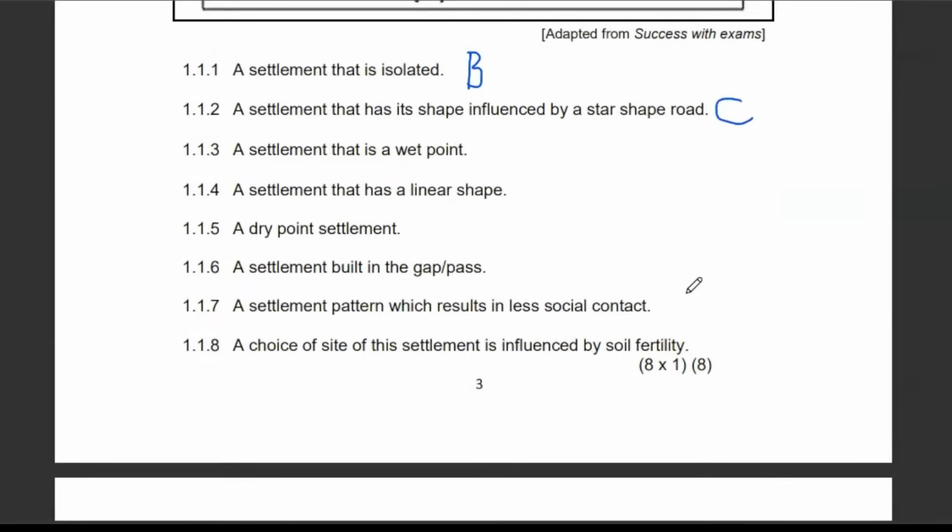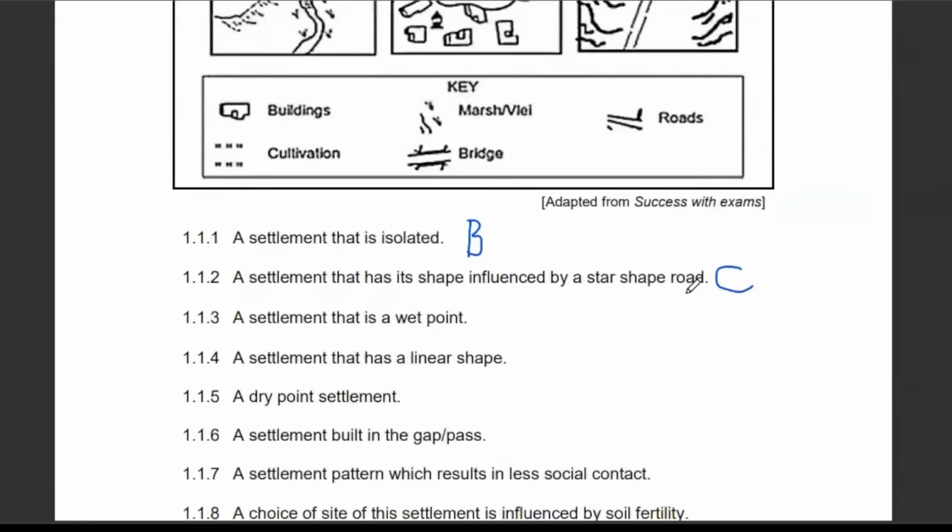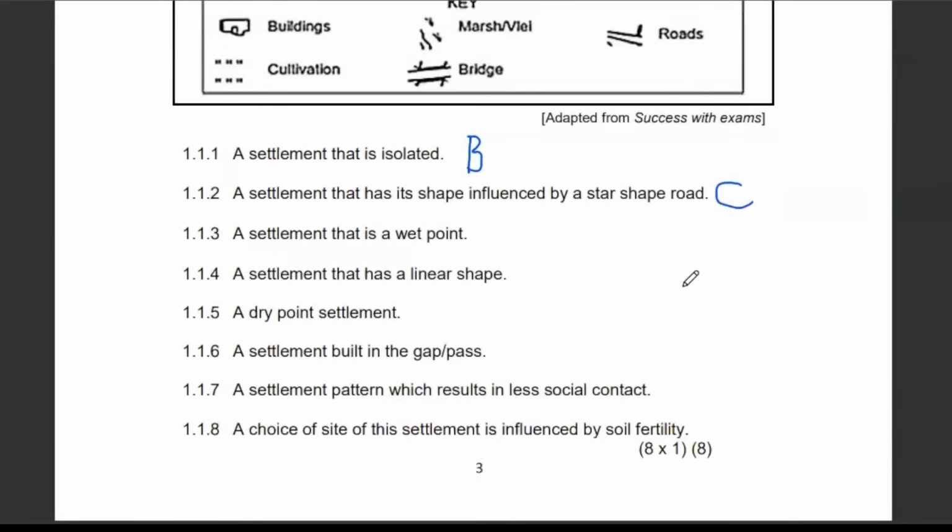Then we go to the next question, question number 1.13. It says, a settlement that is a wet point. A wet point settlement, I will try to quickly explain, is a settlement that is established for the need to access water. Like we are saying, we are staying in arid regions, for example in the desert, where water is a scarce resource. We establish settlements at a point where we can easily access water. That is a wet point settlement.